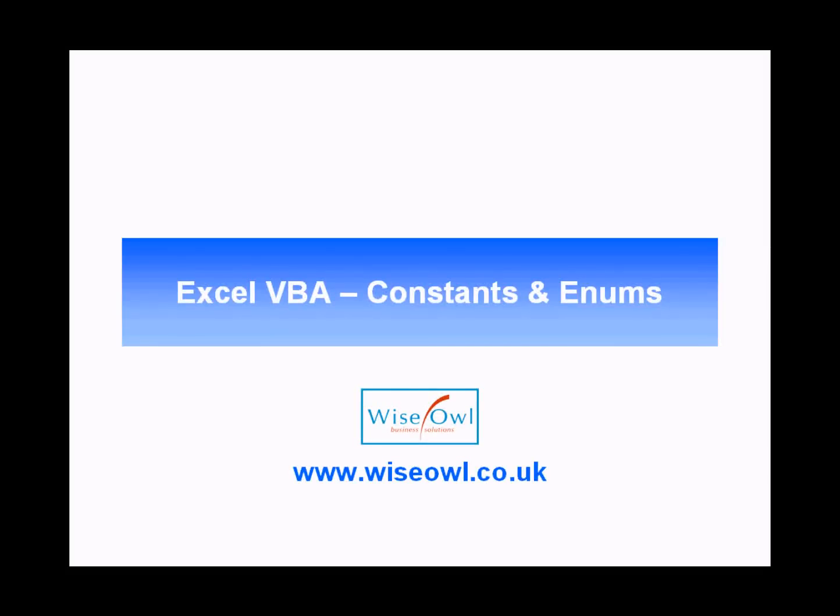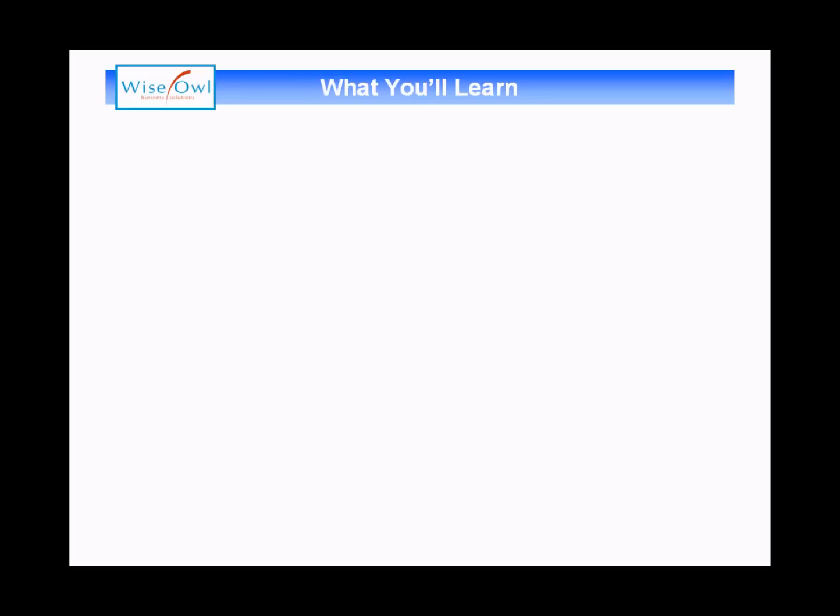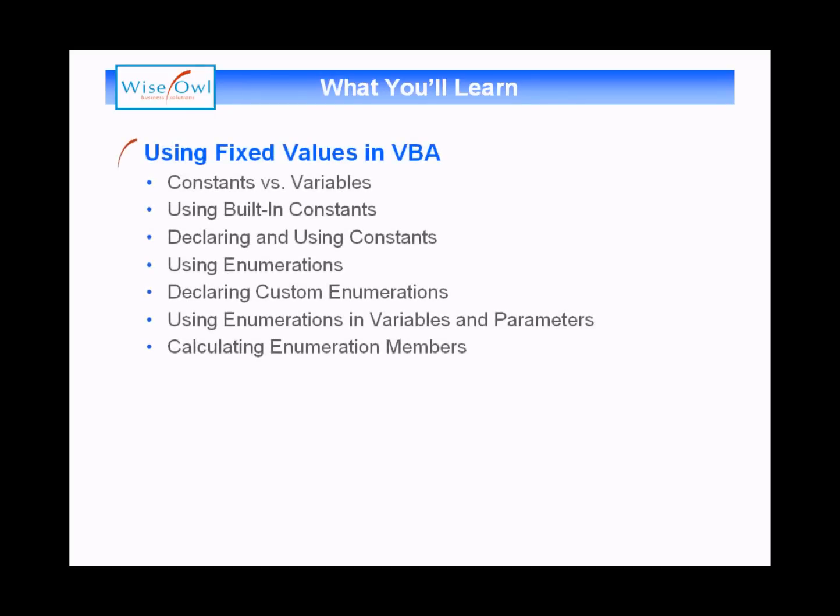In this video, we're going to cover constants and enums, or enumerations, in Excel VBA. So the video is all about how you work with fixed values in VBA. We'll start with a quick explanation of what a constant is and how it compares to a basic variable. Then we'll mention some of the built-in constants that you can use, before we move on and show you how you can declare and use your own custom constants.